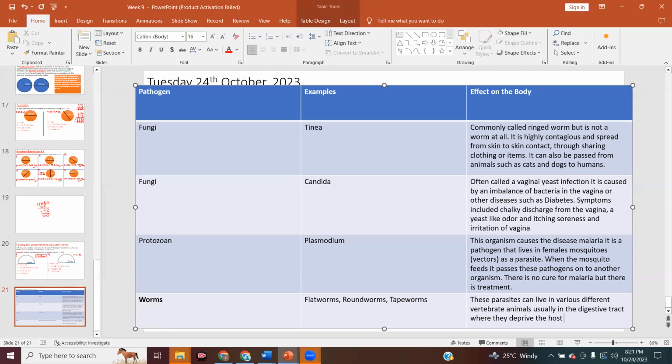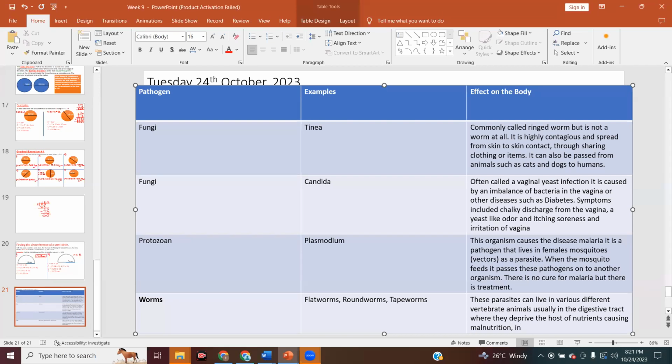where they deprive the host of what? Of nutrients, causing malnutrition. What is the host? You are the host. The host is the person where they get the food from. So if they are inside a giraffe, the giraffe is the host. If they are inside of a deer, the deer is the host. If they are inside of a human, the human is the host. The host is whoever they are getting the food from. Okay.